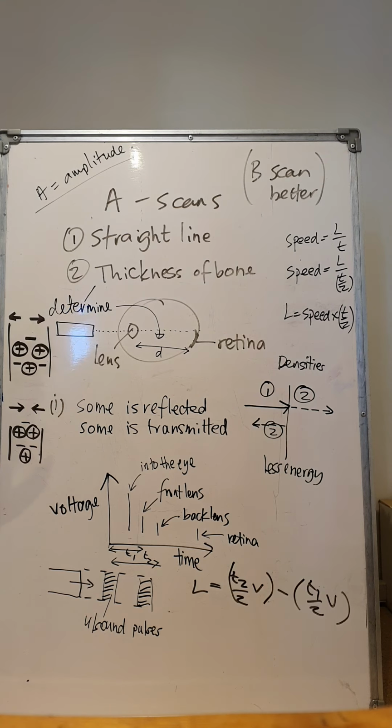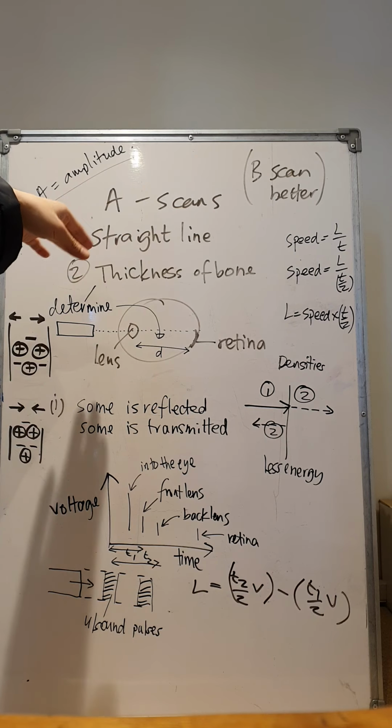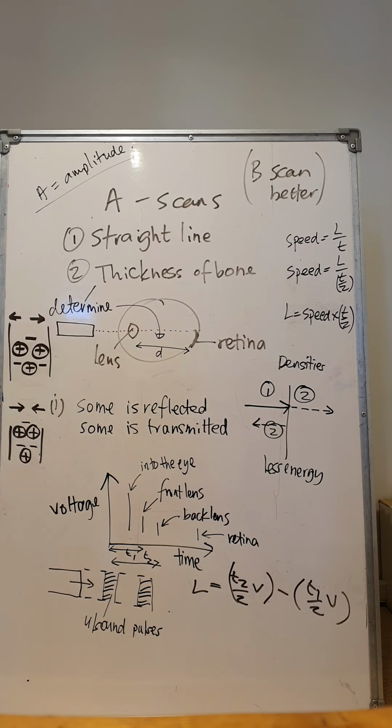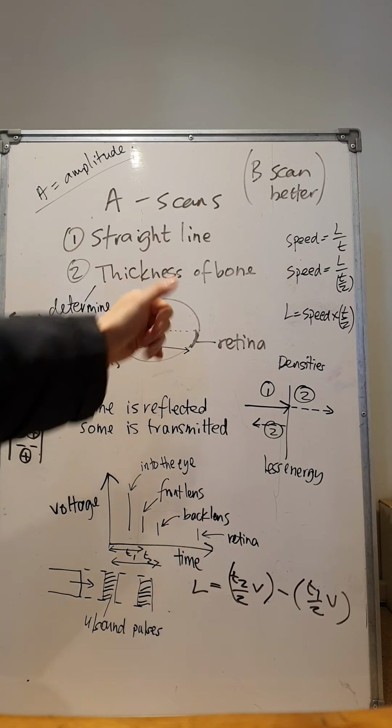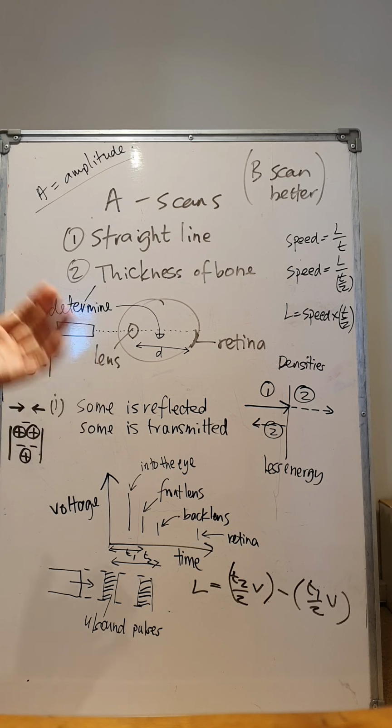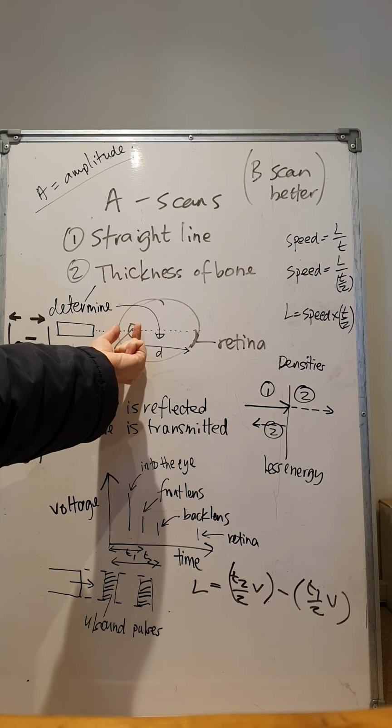Okay, so as a recap, the A scan is a straight line ultrasound pulse that you can use to measure the thickness of bone using this method, or you can use it to measure the distance between the lens and the retina. In this example, we have used this method to work out the length of the lens.